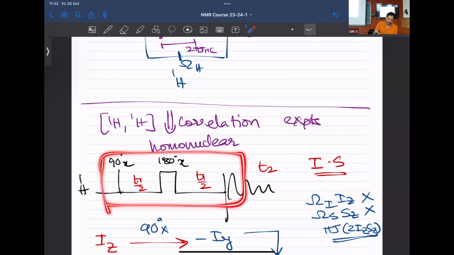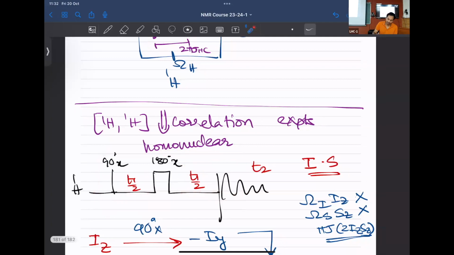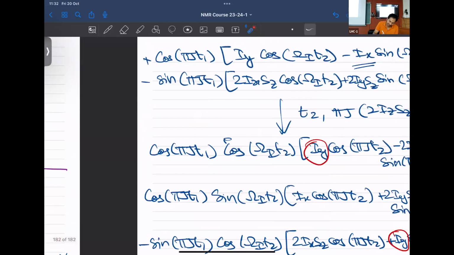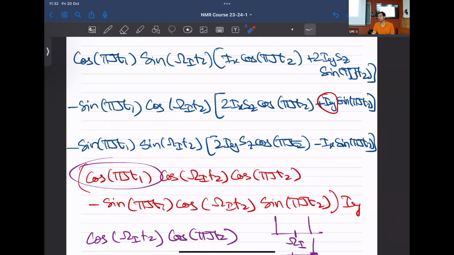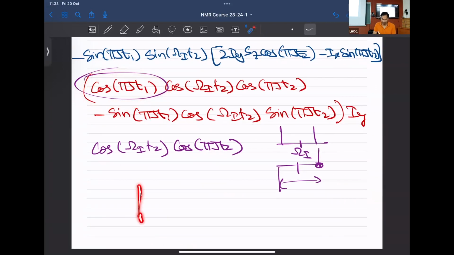They just do it as a single scan experiment because we are only measuring scalar coupling from the indirect dimension. So what is going to happen? It's going to split into a doublet in the indirect dimension, and you have this kind of a phase relationship in the direct dimension. The spectrum is going to look like this.